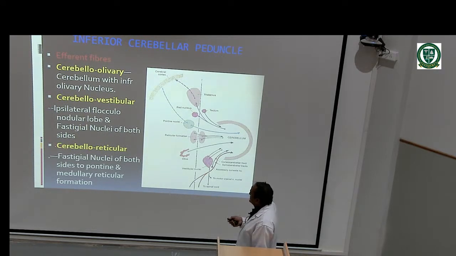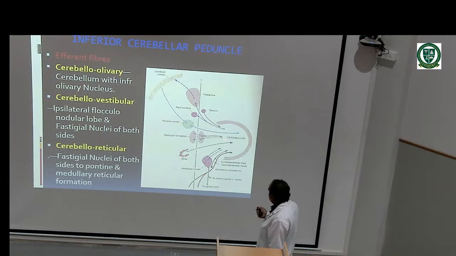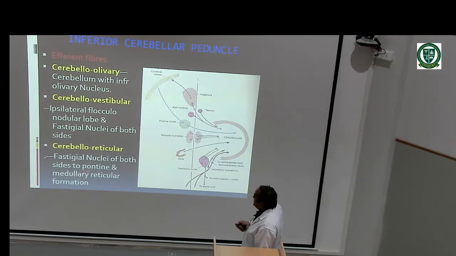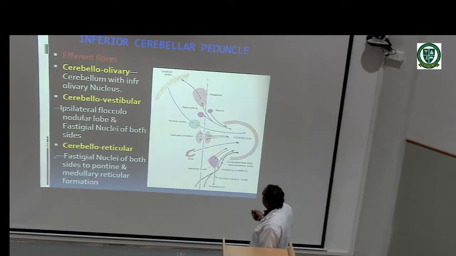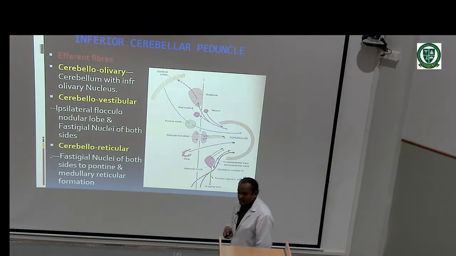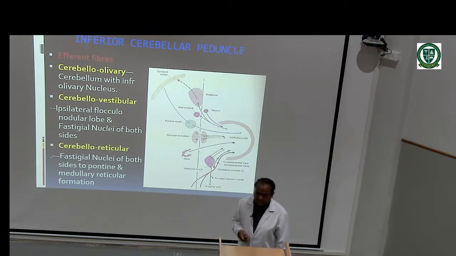Lastly, cerebello-reticular fibers. Some of the fibers arise from the fastigial nuclei of both sides. They go to the pontine and medullary reticular formation. So they go here. They are also efferent fibers present in the inferior cerebellar peduncle.